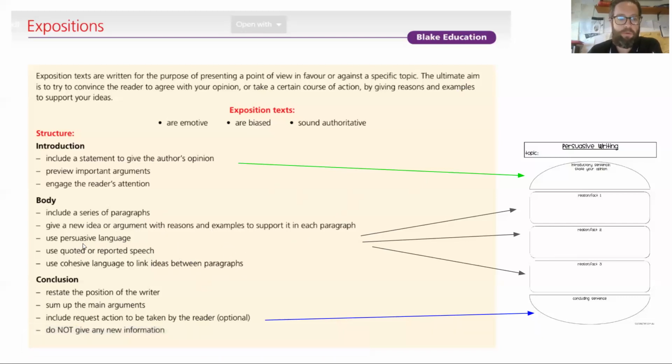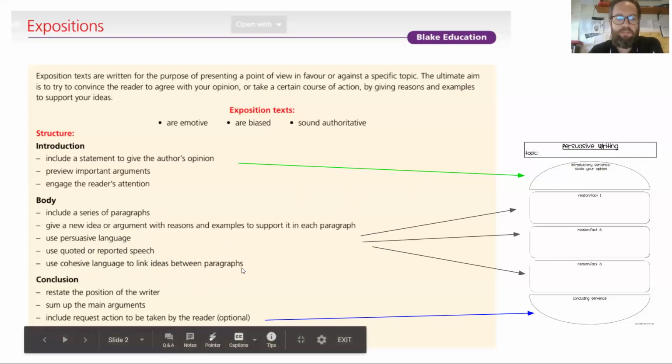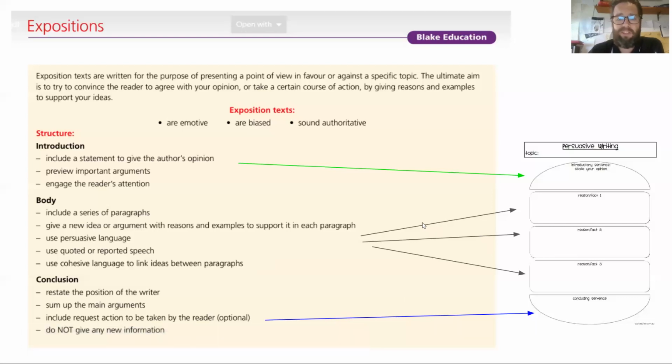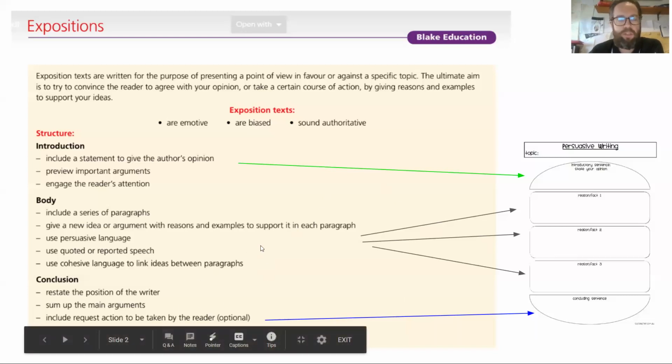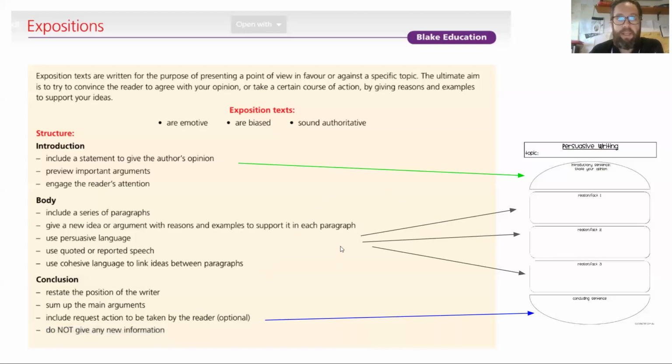So our reported or quoted speech, we'll look at some examples of that, and our cohesive language is linking ideas. That's the L in our PEEL. So you might say, uniforms aren't just uncomfortable, they can look really bad too. And then you would go to your next paragraph. Okay, and our conclusion, we'll go on with that next week, but it's about restating a position, summing it all up, getting them to do something, and you don't give any new information in that.